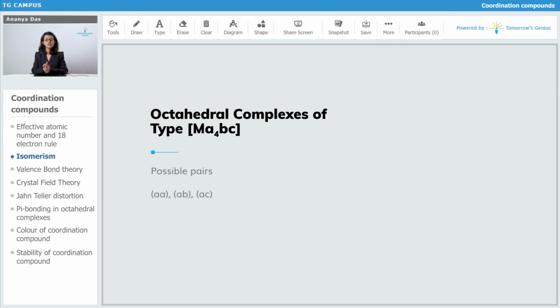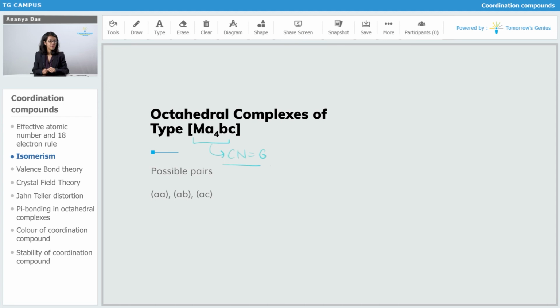Now the next octahedral complex is of the type Ma4BC. Now there are 3 different types of ligands again, but one ligand is 4 times and the other 2 ligands are 1 time each, which still gives it an overall coordination number of 6.